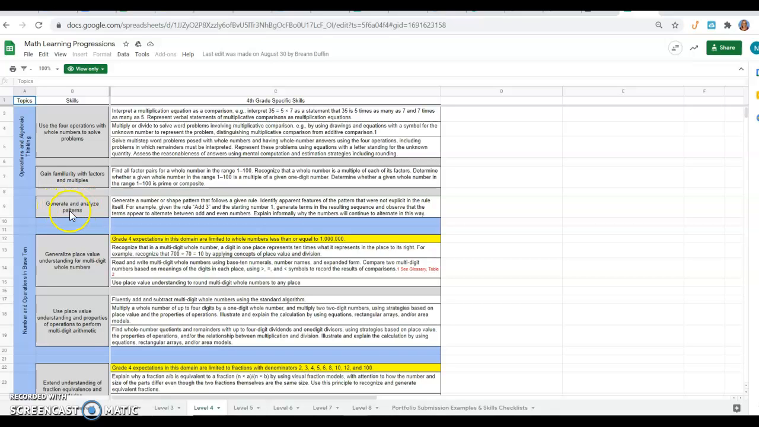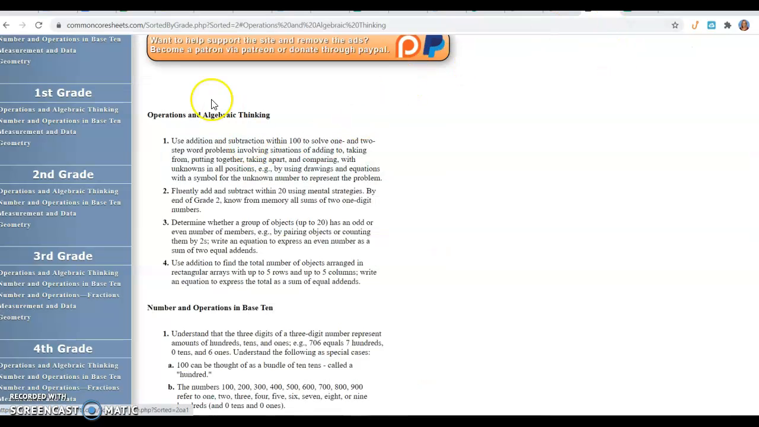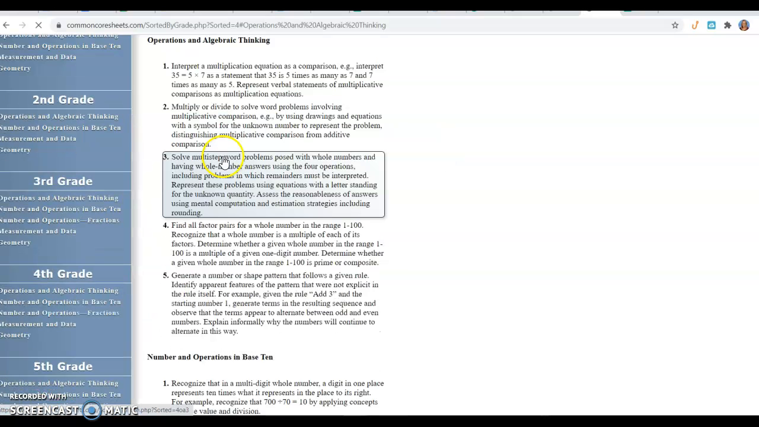If I know generate and analyze patterns is talking about operations and algebraic thinking, I can go to what is called Common Core Sheets. And it just helps us understand the standards a little bit more. So if I go to fourth grade and click on operations and algebraic thinking, this comes up. If I look right here, it says generate a number or shape pattern that follows a given rule. So it gives the same example that was just in the other thing.